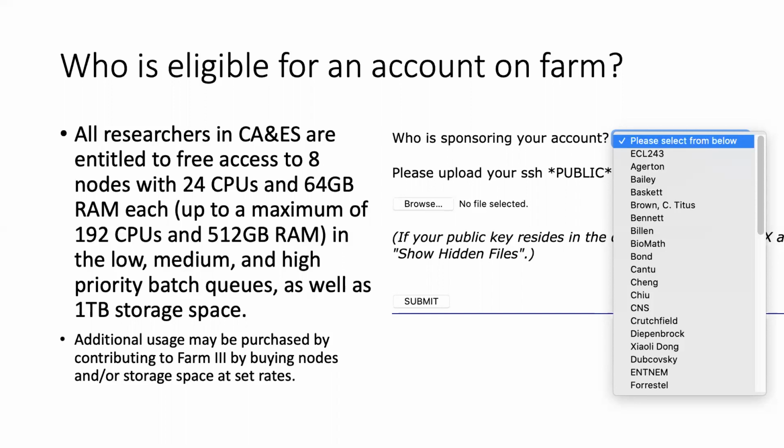Not all of these researchers that are listed over here have necessarily bought into Farm, but you can see that some people on campus have bought into it. So if you go to this webpage, which I've listed up there, and scroll through these options, you can see whether your PI has purchased in, and that will tell you A, if you have access underneath them, or B, if you have more access than you might otherwise with your CAES allocation.